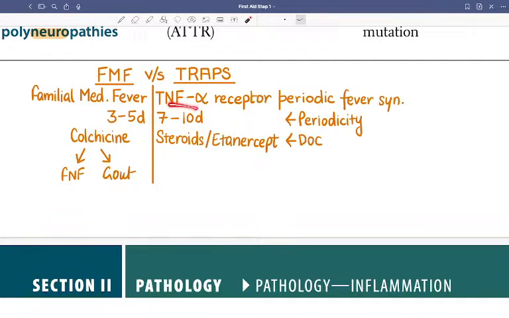TRAPS, TNF alpha. What was TNF alpha involved in? Cachexia, cancer, inflammation, fever, heat. We'll come to it in immunology, and this is very well given in the Pixorize. TNF alpha receptor periodic fever syndrome, 7 to 10 days periodicity: steroids, etanercept. Colchicine: FMF, gout, 3 to 5 days, familial Mediterranean.